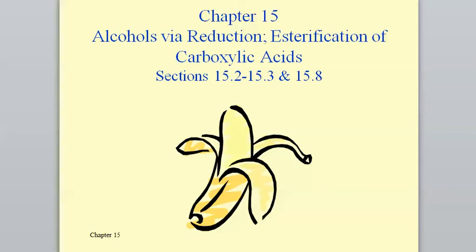In Chapter 15, we're going to talk about a few characteristic reactions of carbonyl compounds, and creating alcohols is the first topic. Those can be made by substitution reactions involving alkyl halides, but alcohols can also be made by starting with other oxygen-containing organic compounds, and we'll see how that works.